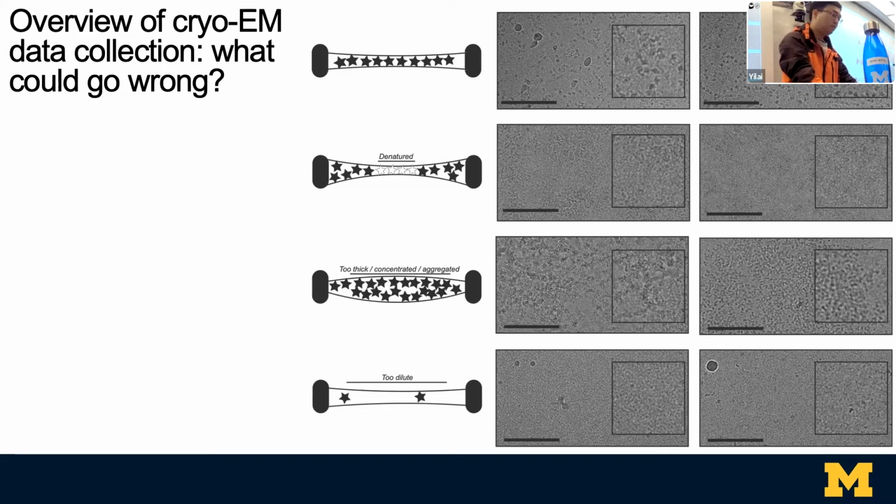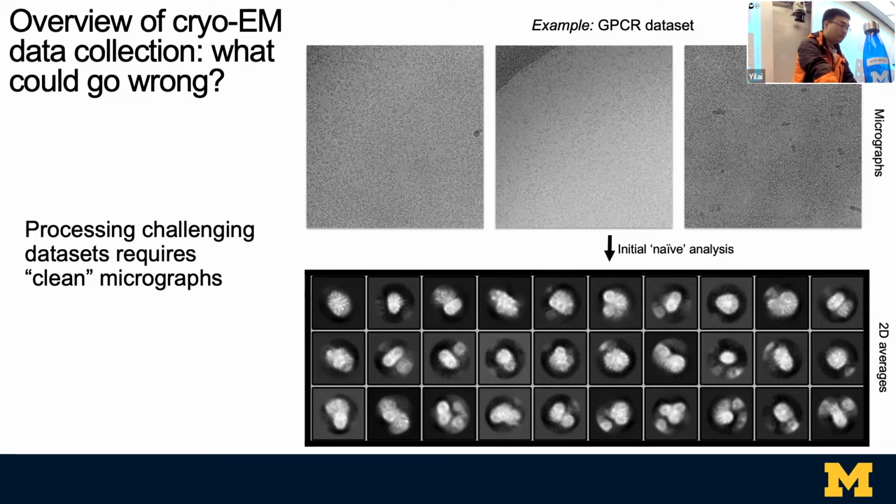Or too dilute, basically you don't see any signals from your micrograph. Processing a challenging data set requires clean micrographs from the upstream. So an example is this GPCR data set.